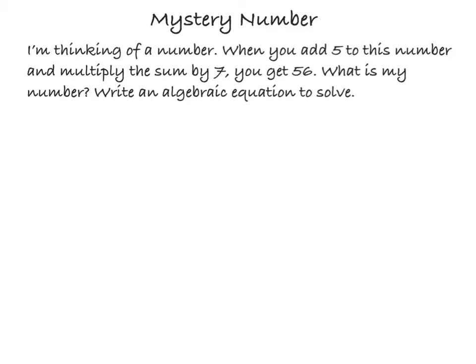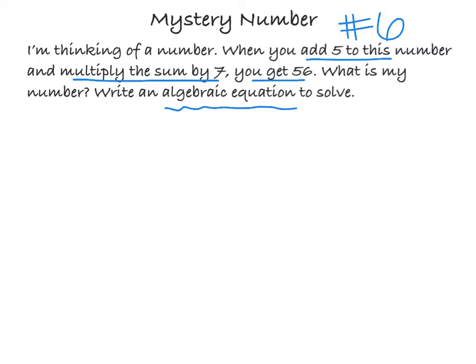All right, our next problem is actually number 6 from your homework page. So you can go ahead and do this on there as we watch it in the video, and you'll have one of them done already. So this one says, I'm thinking of a number. When you add 5 to this number and multiply the sum by 7, you get 56. What is my number? Write an algebraic equation to solve.